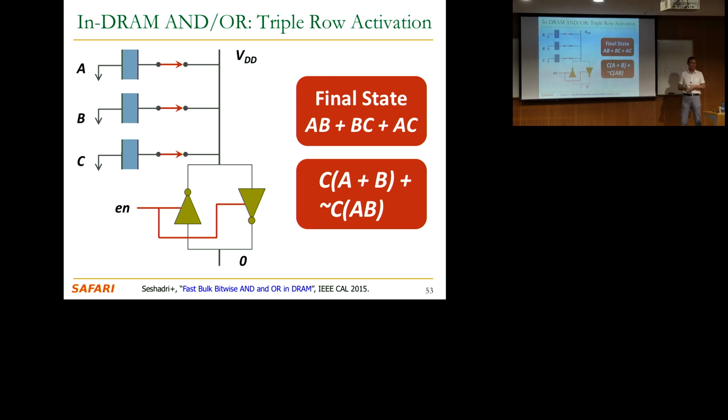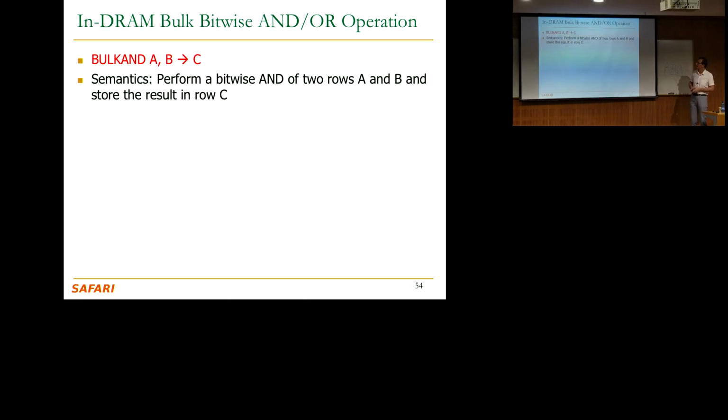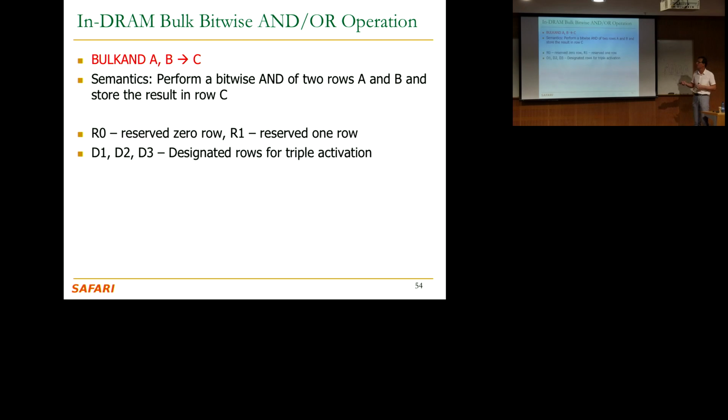Now, this is good because you can do bulk bitwise AND and OR, but AND and OR by themselves, or majority by themselves, are not functionally complete. And we want to make them functionally complete. How do you make them functionally complete? You need a NOT somewhere. Well, before we move to NOT, let's see how you can actually expose them. This is one way of exposing this bulk AND, for example: perform a bitwise AND of two rows A and B and store the result in row C.